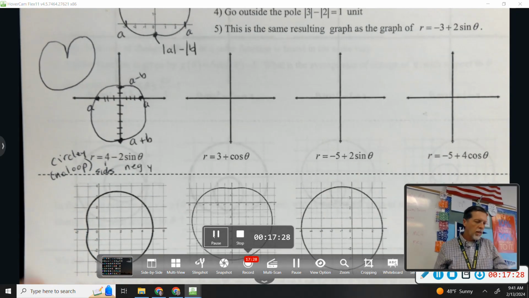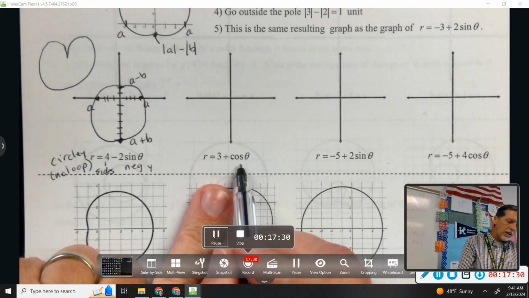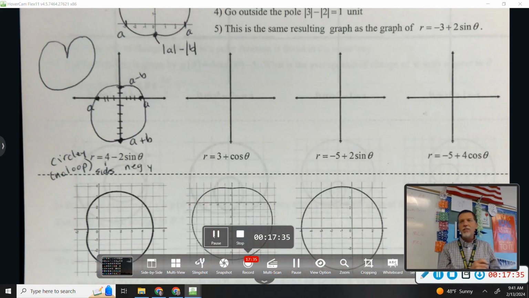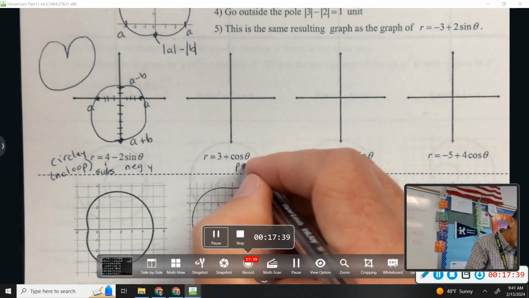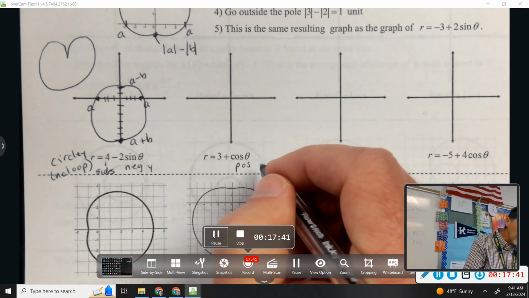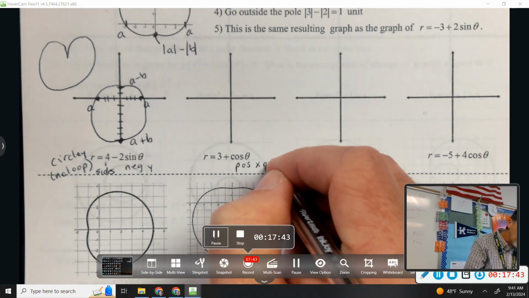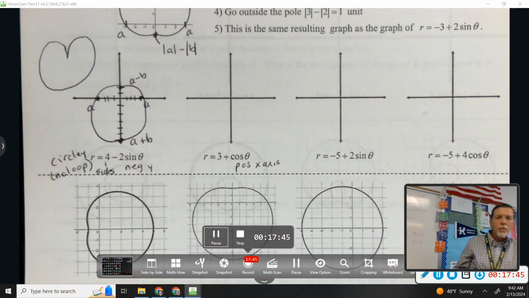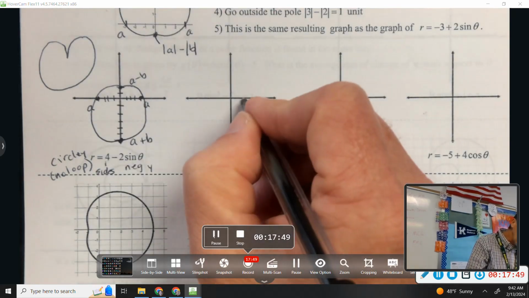All right, 3 plus cosine. Okay, so which way are we going? What's our orientation of this thing? Positive x-axis. Loop or no loop? Is it circle-y or loopy? It's circle-y because the circle part's bigger. So 3 plus 1 on the positive x-axis.